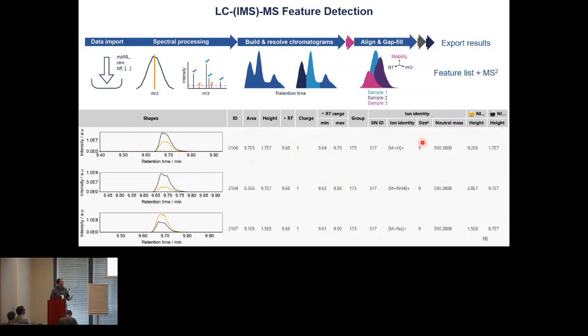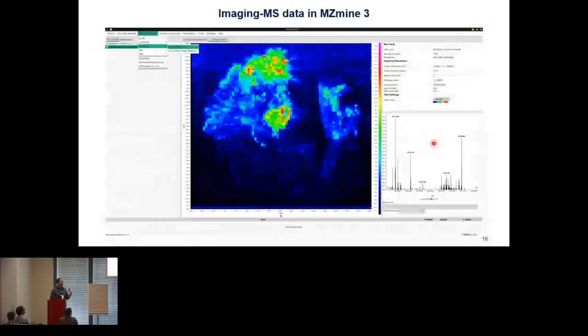Now let's switch gears and take a look at the imaging data with ion mobility. So again, in MZmine, you can load your imaging data and you can view it. All these plots are interactive. You can zoom, you can select masses, you can play with it. You can click on any point and you see the spectra at that spatial coordinate. So this is just a way to view the data.